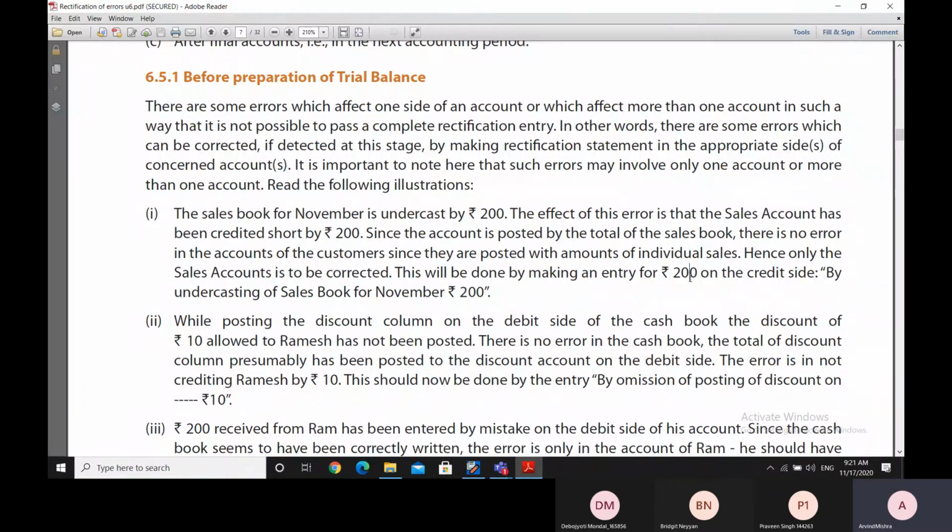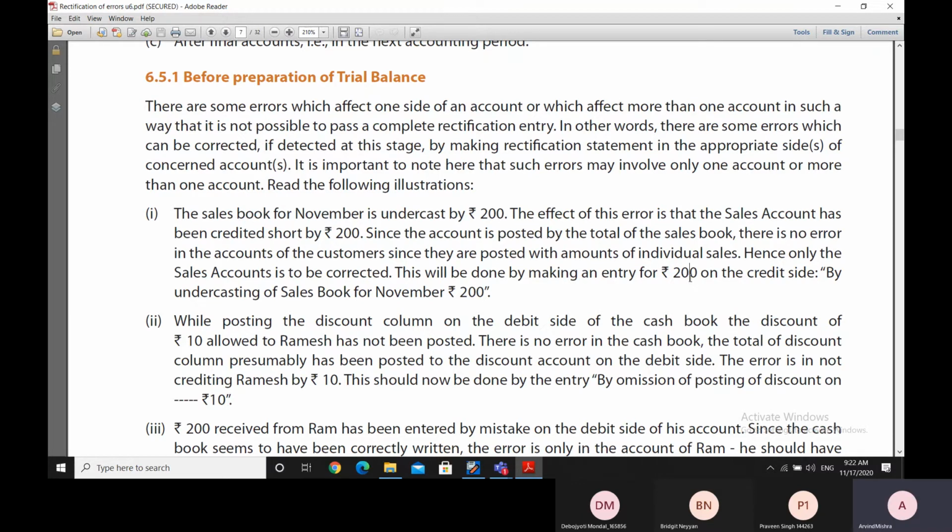So this is how, whenever we are writing the cash sales book or sales account, the correction in the sales account has been made here, by making an entry on the credit side which was undercast, and then writing there that since the sales book was undercast, there is no mistake in the customer's accounts here. So we don't need to make any correction in the customer's accounts. We don't need to go to the customer's accounts and make any correction there. All we have to do is a simple entry directly into the sales account, and that will do the correction.